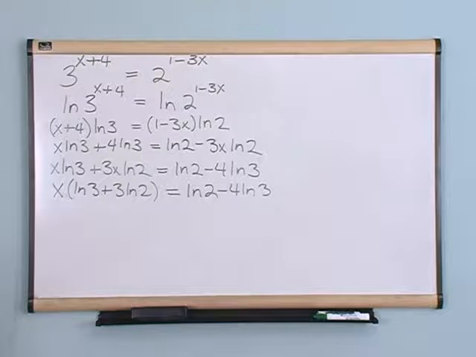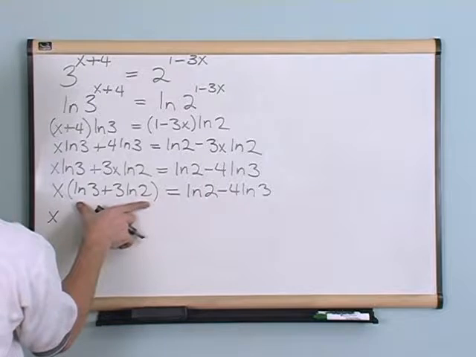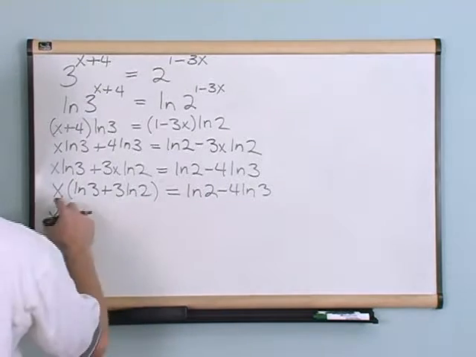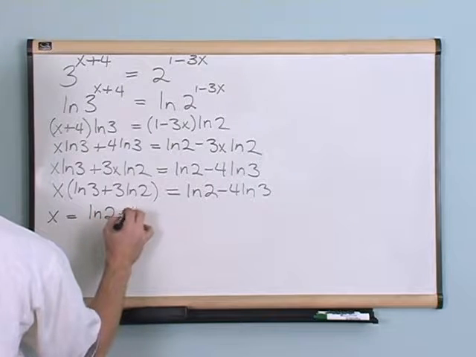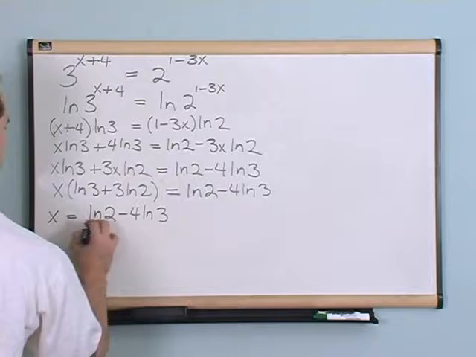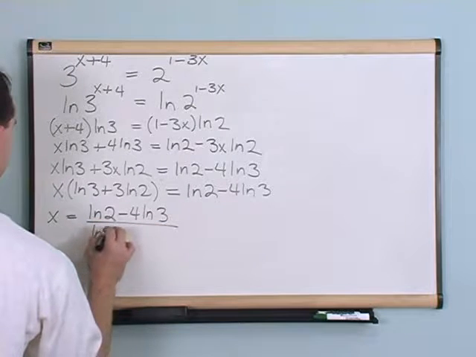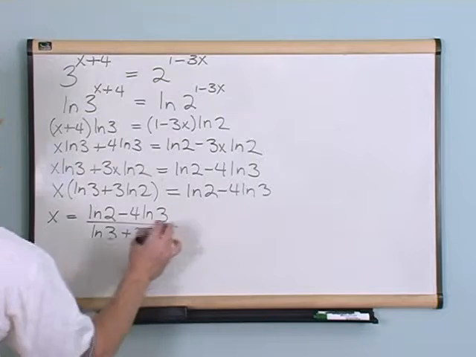And in the end, it's easy to see, x is going to just be, I'm going to divide this quantity on both sides and I'll have x by itself. So that's natural log of 2 minus 4 natural log of 3 over natural log of 3 plus 3 natural log of 2.